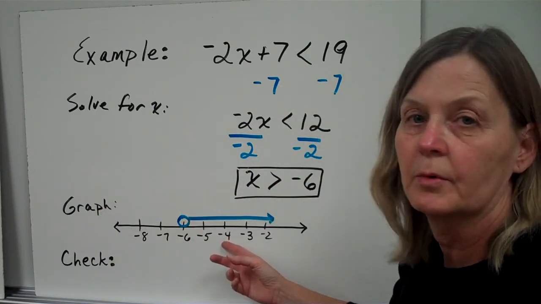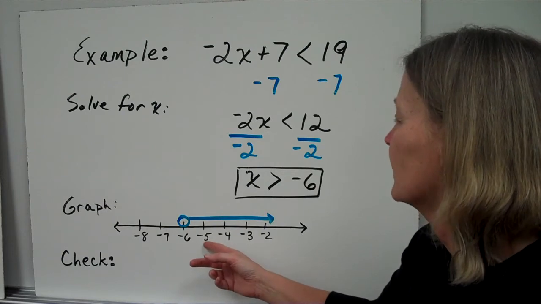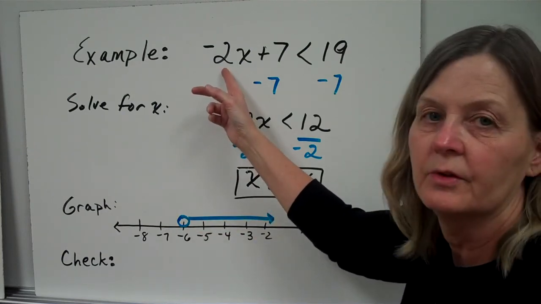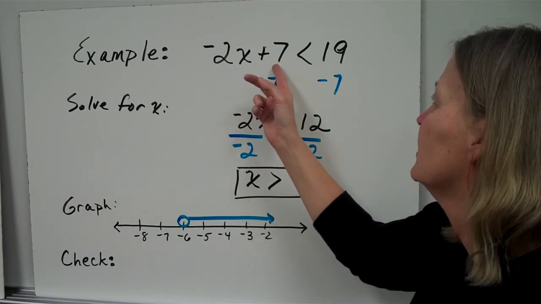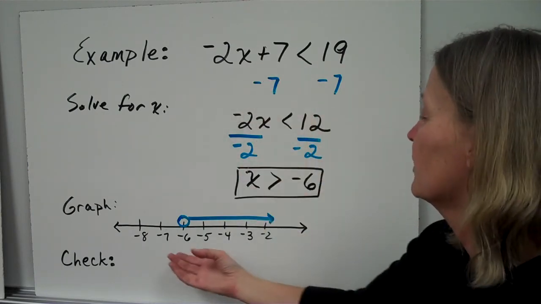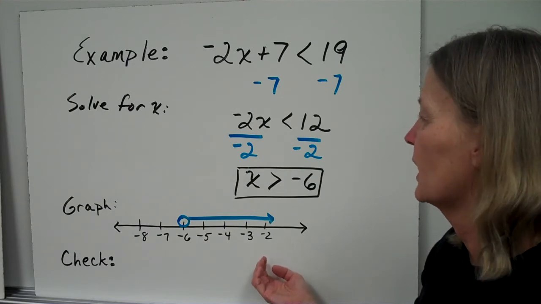And if you tested a number on this side that you graphed, let's take -5. -5 times -2 is a positive 10, plus 7 is 17. 17 is indeed less than 19. So we did take the arrow in the right direction.